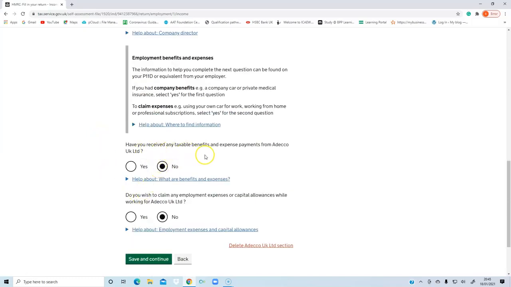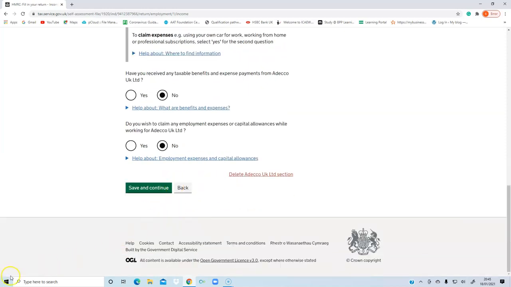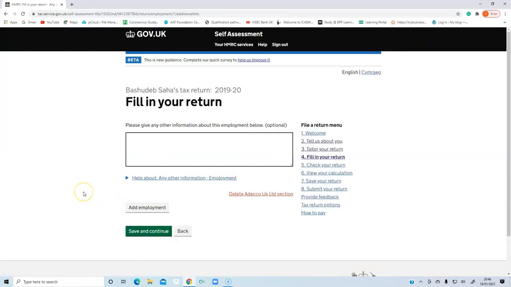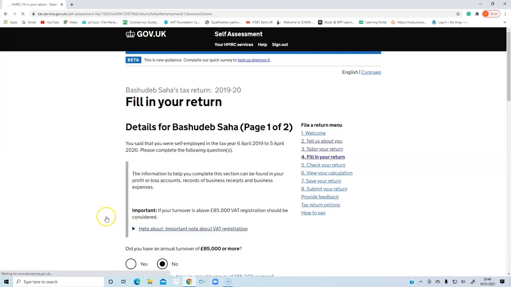Have you received any taxable benefit? For me, the answer is no. Do you wish to claim any employment expense? No. So we save and continue and move to the next page. On the next page, there is a blank space. If I want to write any additional information about the employment, I can write it down, but it's optional. I don't want to write anything, so save and continue. Then I'll move to the next section.